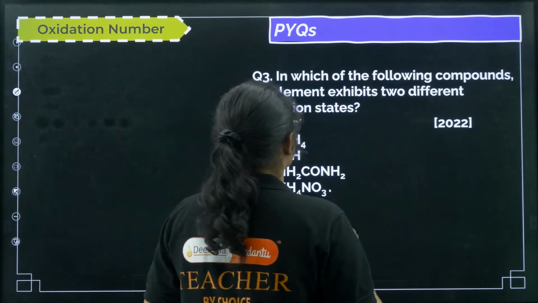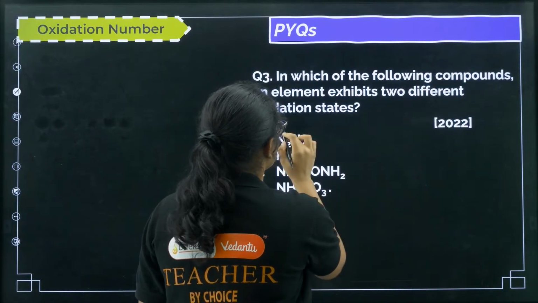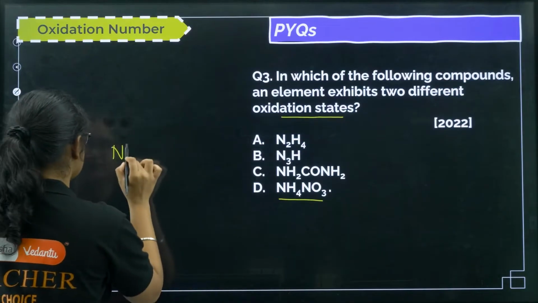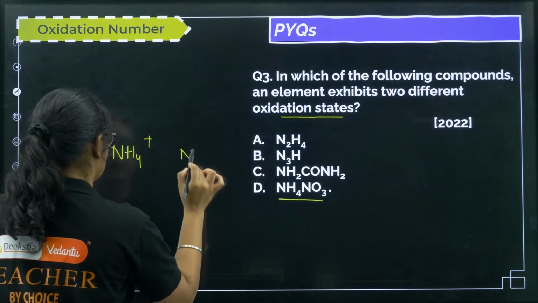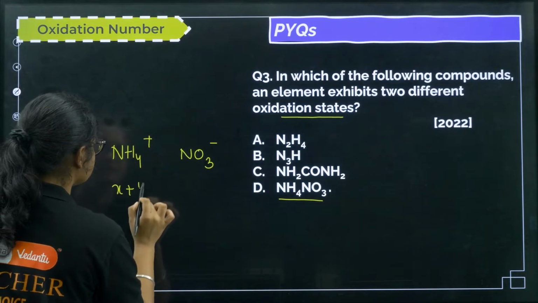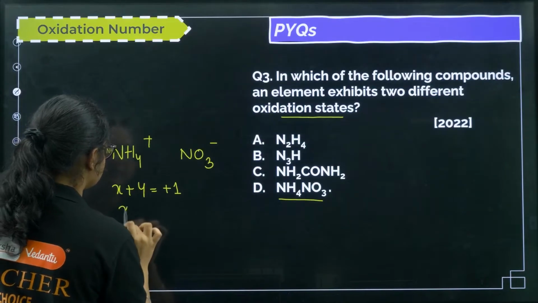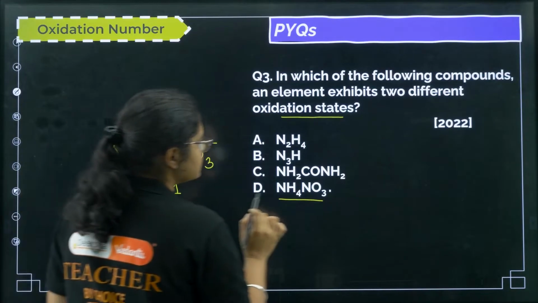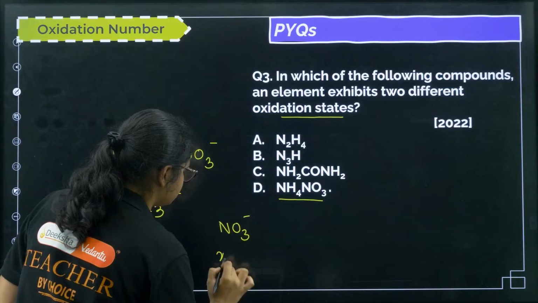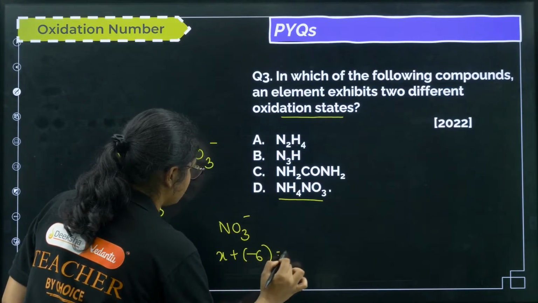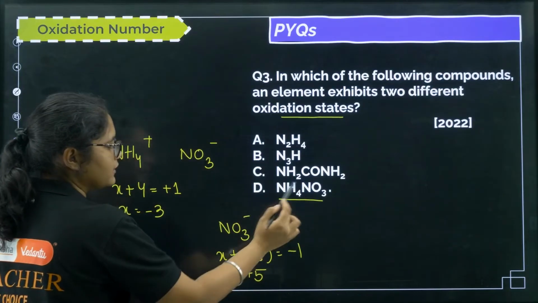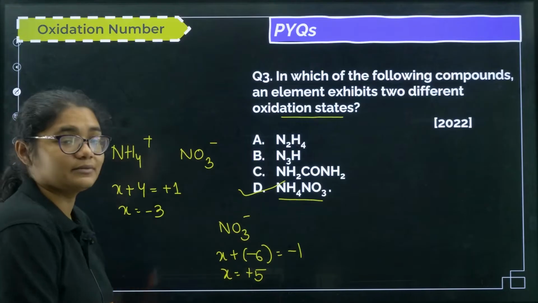Next question: in which of the following do the compounds of an element exhibit 2 different oxidation states? So that you know, NH4NO3. If you see, this compound is like this, NH4+ and NO3-, right? So what is the oxidation state of nitrogen? x plus 4 is equal to +1, so x is equal to -3. And in NO3-, x and here we have -6 and here we have -1, so x is equal to +5. So in the same compound the nitrogen has 2 different oxidation states, so option D is the correct answer here.